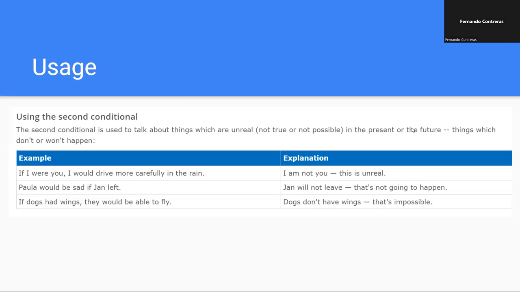I think in the future. Both can in past. Okay. Right, both in the present and the future, not in the past, okay? Not in the past. Don't get confused about that. Okay, so you know, guys, the structure, right? We have an example here. If I were you, I would drive more carefully in the rain. Okay, how many examples did you give me last time, guys? Last example. Yes. If I have time, I would visit my family.